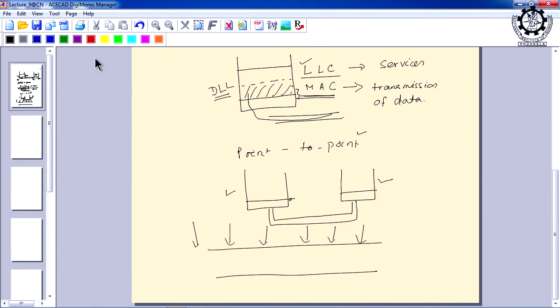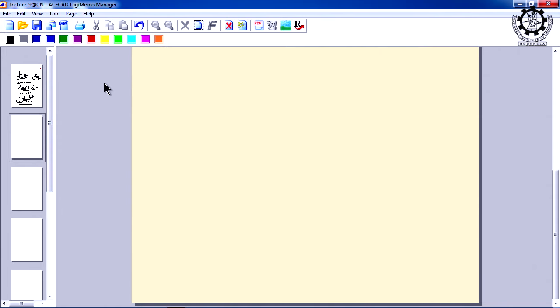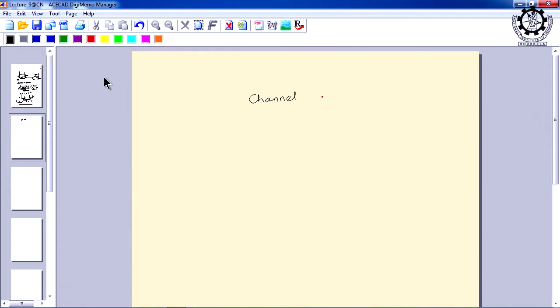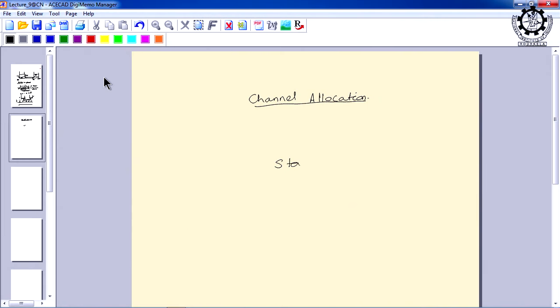So, the first thing we will study, related to this channel, is the channel allocation. When you have multiple access, how do you do the channel allocation? The channel is allocated to which station and how is it being done? This channel allocation is broadly classified into two types. One is the static allocation, another is the dynamic allocation. And this static allocation can also be called a centralized kind of allocation. The dynamic one is called distributed in some sense.